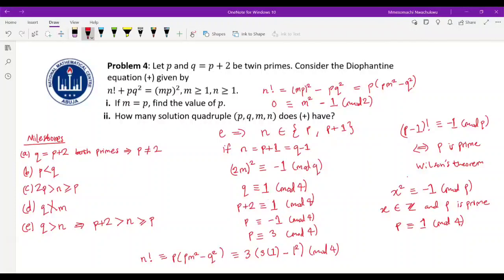So it's easy to see that this n factorial is going to be congruent to this mod 4. And so we have that n factorial is congruent to, so we'll just simplify this. This is going to be 3 into 3 minus 1. So that is going to be 3 times 2, which is 6. So n factorial is congruent to 6 mod 4.